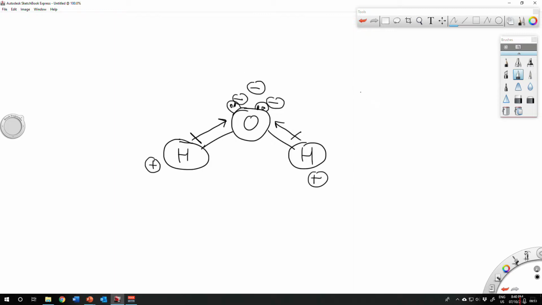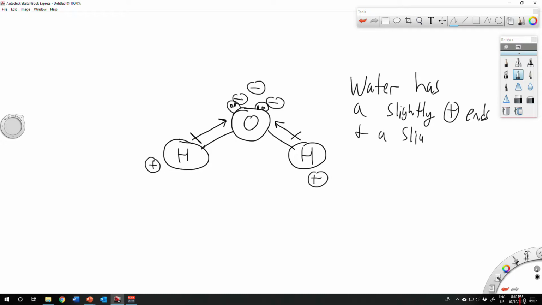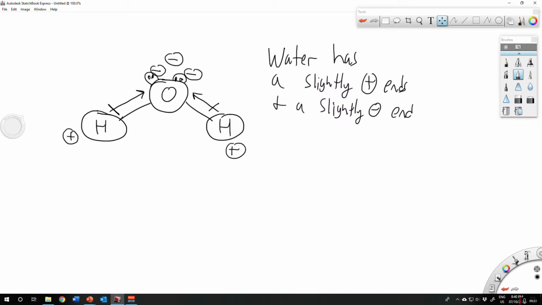What this means then is that water has a slightly positive end. I guess in water's case, two positive ends and a slightly negative end. Okay. Because oxygen hasn't fully taken the electrons. The electrons are just more attracted to oxygen, but they haven't fully left the hydrogens either. Okay, now this gives water some interesting properties.